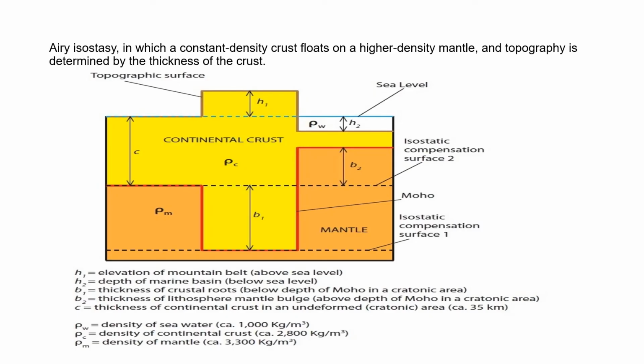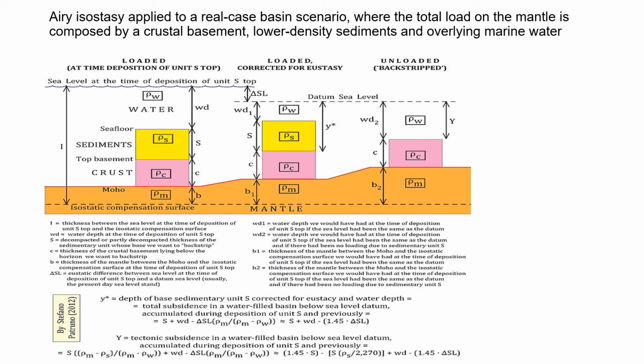The diagram below is an areal isostasy in which a constant density crust floats on a higher density mantle, and the topography is determined by the thickness of the crust. And in the following diagram, it is an areal isostasy applied to a real case basin scenario where the total load on the mantle is composed of a crustal basement, lower density sediments, and overlying marine water.